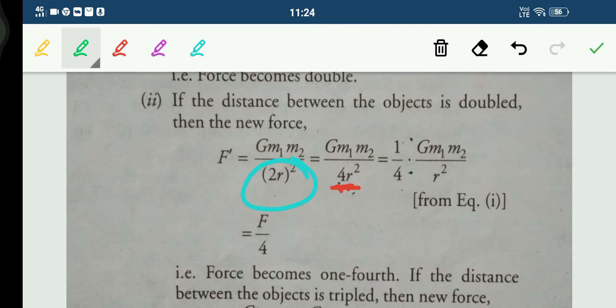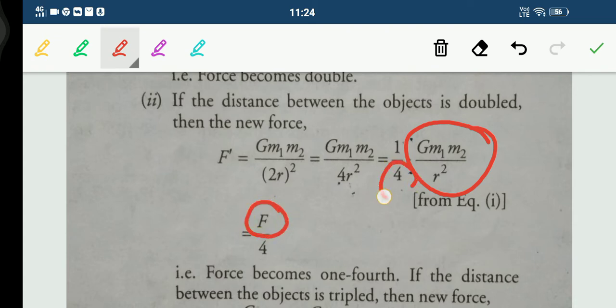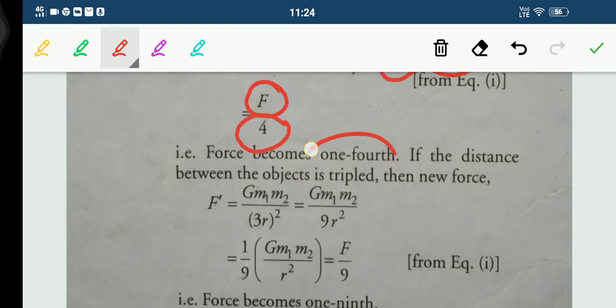Simply separate the values, it becomes 1 by 4 and G m1 m2 upon r square. Fine. Now see students, can we write G m1 m2 upon r square as F? Of course we can. F multiplied by 1 will give you F, and here comes 4. So F by 4, which means the force becomes 1/4.